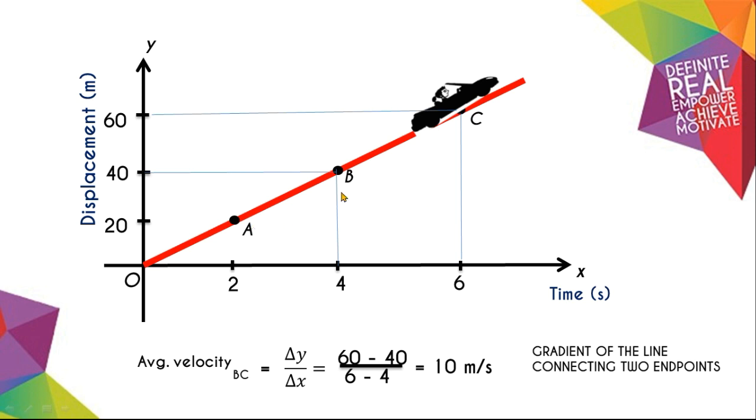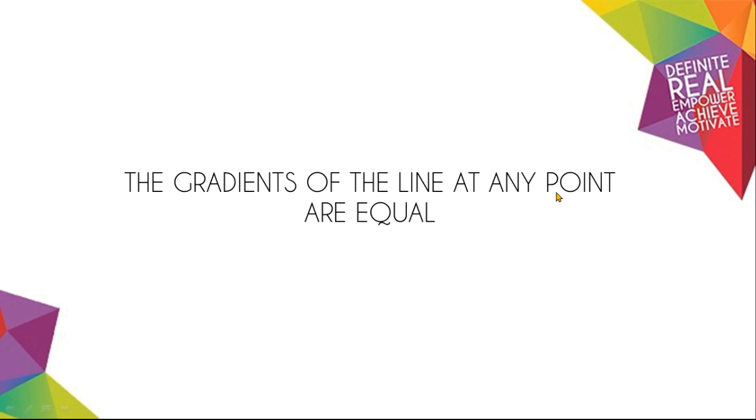Since point A, point B and point C are on the same straight line, we can conclude that the gradients of the line at any point or any interval are equal.